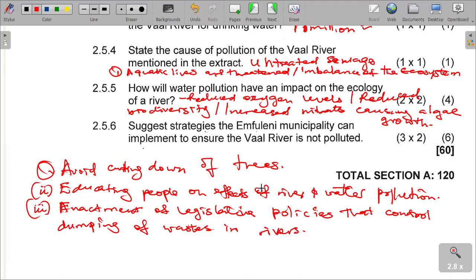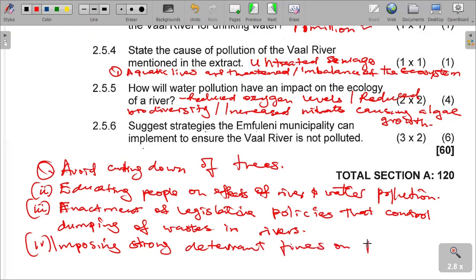And also we can talk about impose fines on people who litter in the rivers. Imposing strong deterrent fines on people littering in rivers.